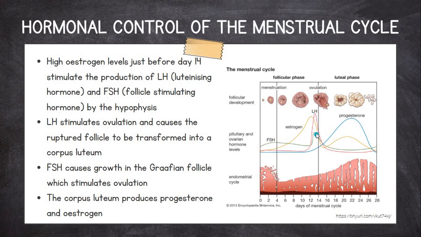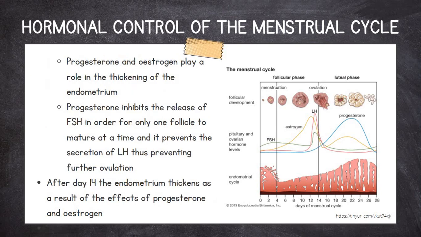Because these two hormones, the LH and the FSH, increase, ovulation then takes place, and that secondary oocyte is released, and the remains turn into the corpus luteum. So FSH causes growth in the Graafian follicle, which stimulates ovulation. That is why this increase will stimulate the ovulation, and the corpus luteum produces progesterone and estrogen. Okay, so now when this corpus luteum is formed, we can see that the progesterone and the estrogen levels increase.